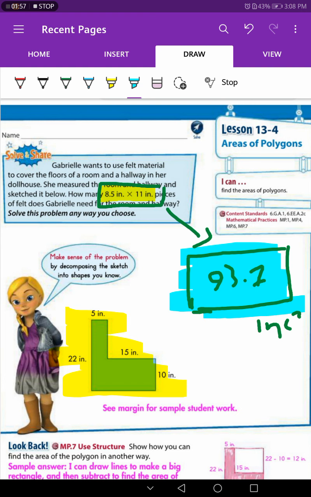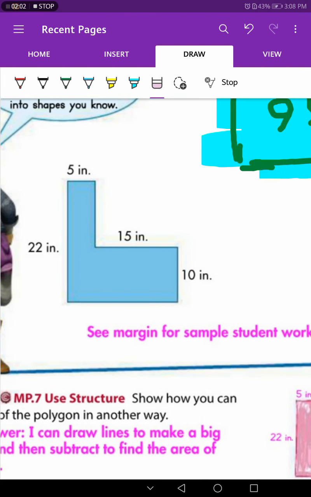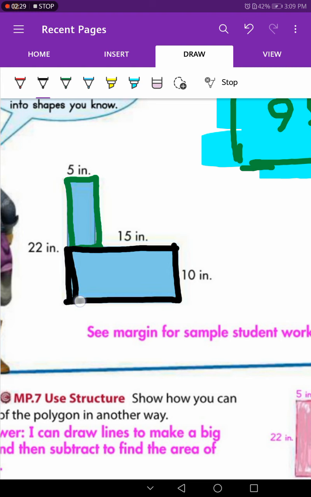Okay, my dear students. But teacher, what do we have to do to find this area? First of all, it is a polygon. You have to decompose it into regular shapes to find the area of polygons. Now you have two ways to cut here. The first way, you cut in this case, then you have this rectangle and this rectangle. So you have two rectangles. If you add them, you get the area of the polygon.